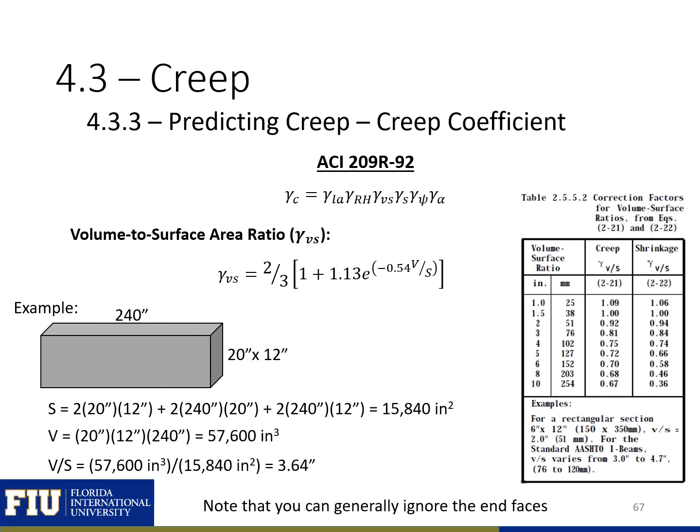Next, we have our volume to surface area ratio factor. And we can find our volume to surface area ratio the same way that we did for shrinkage. What we'll see is a lower volume to surface area ratio will mean a higher creep.